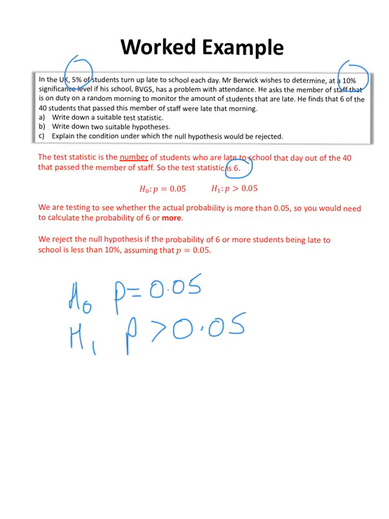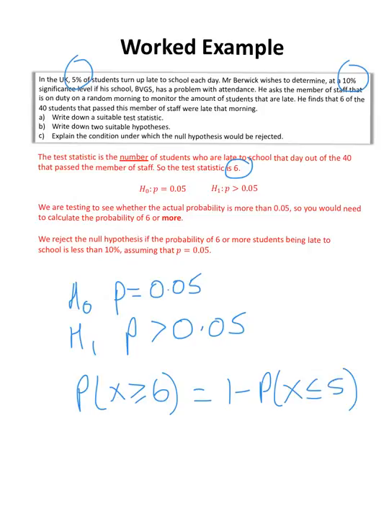So what we're going to do is test whether the actual probability is more than 0.05. So we need to count the probability that 6 or more are late. So we need the probability that x is greater than or equal to 6. Now we could do this using the binomial. If we're using the calculator, we need to write that as 1 minus the probability that x is less than or equal to 5.